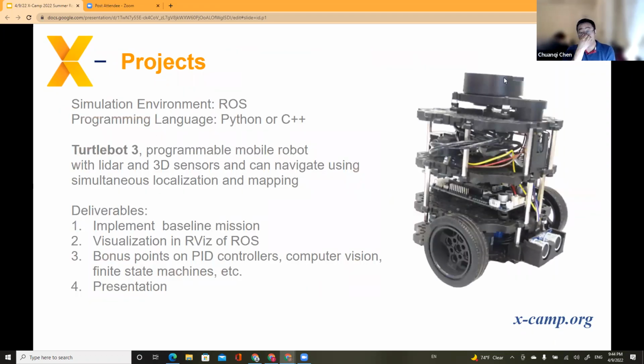And for the projects, we're going to use a TurtleBot, like on the right side, to achieve the mission. The mission can be, given a map, the robot needs to navigate from room 1 to room 3, and they need some visualization using ROS. Some bullet points: the high school kids can do the PID controller. You can use computer vision to do object detection. You can even design a finite state machine for the controller. And also, our kids have good presentation skills. So at the end of the project, every student will give us a 3 minute presentation about their project. Next slide.